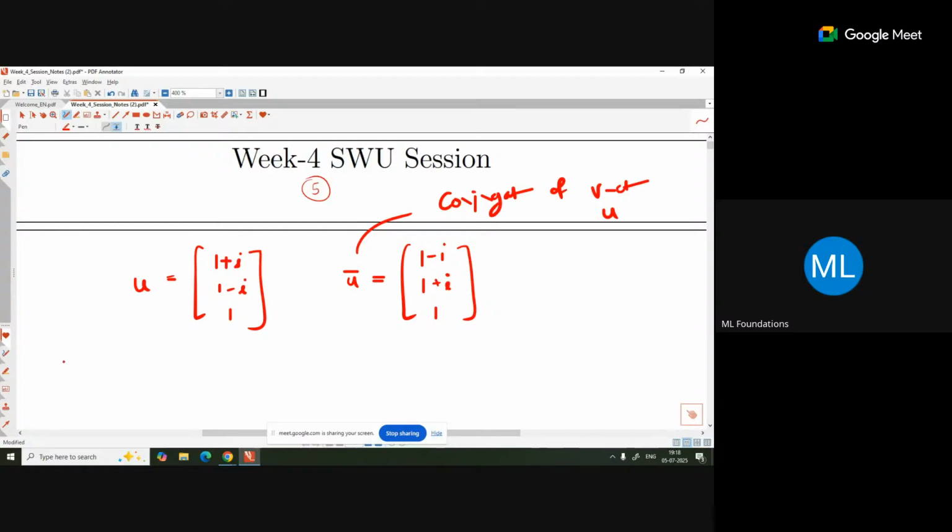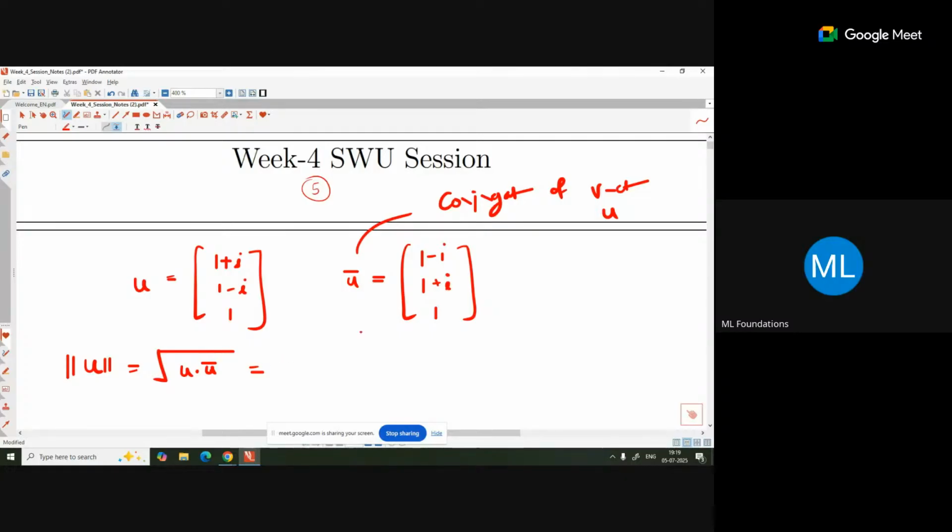The length of the vector is denoted by the norm of u, and it will be what? The square root of the dot product of u with its conjugate, right? And let us try to solve.